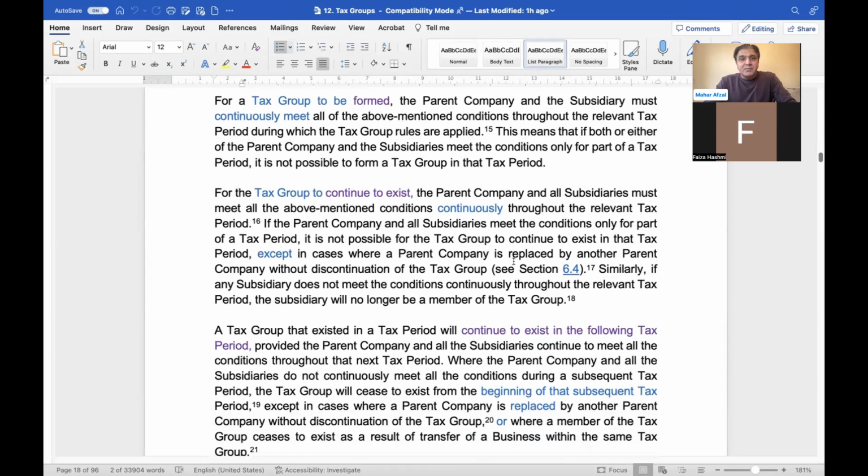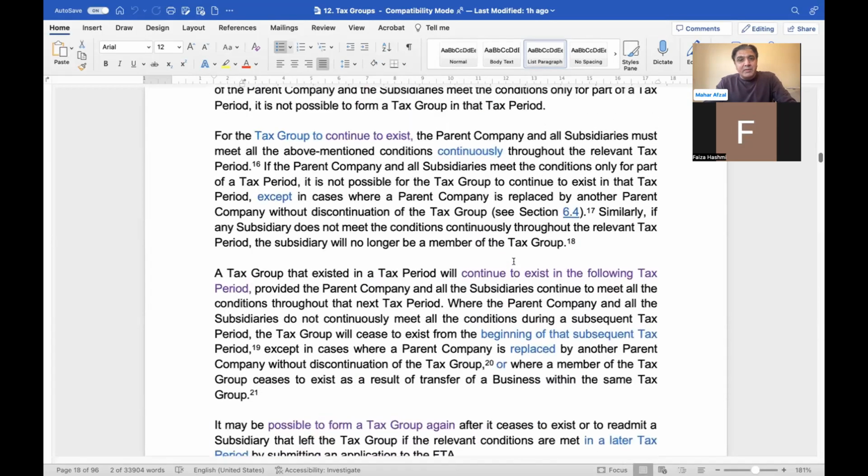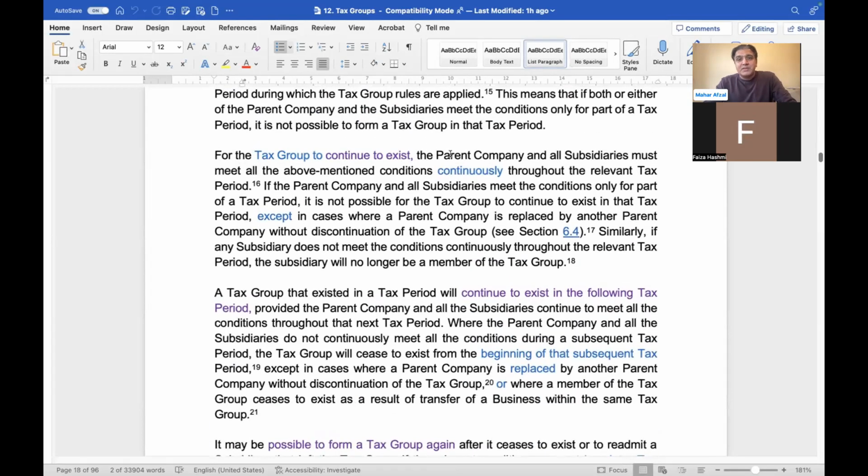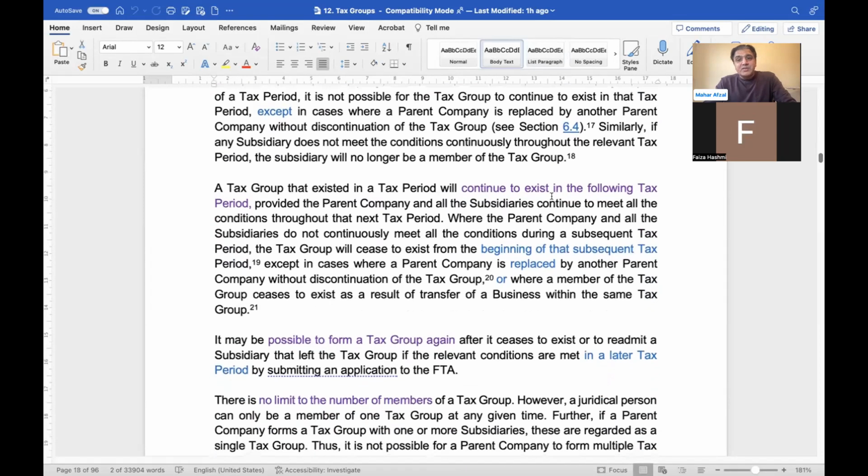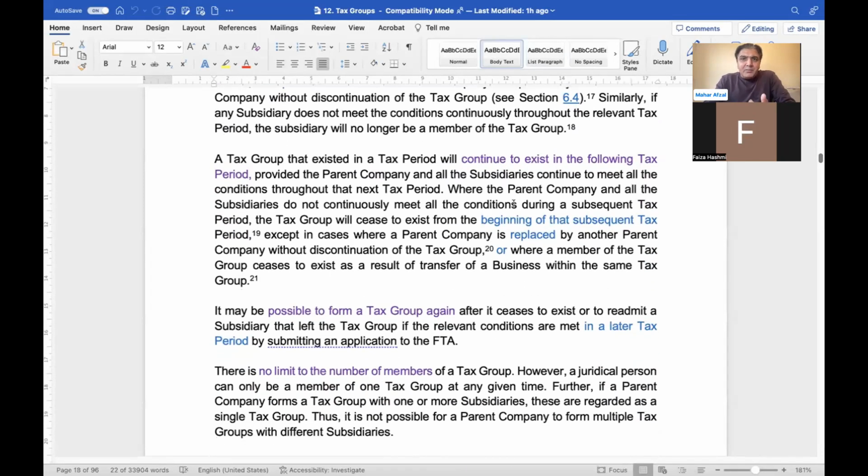So all these conditions must be met continuously throughout the year. It has been mentioned here as well. For the tax group to exist, the parent company and all subsidiaries must meet all the above conditions continuously throughout the year. If any condition is not being met, the tax group will be discontinued from the start of the respective tax period, and it will not be a tax group during that tax period.